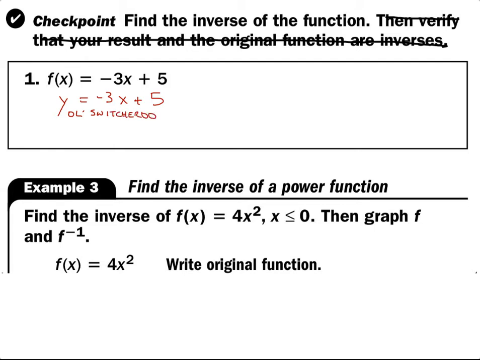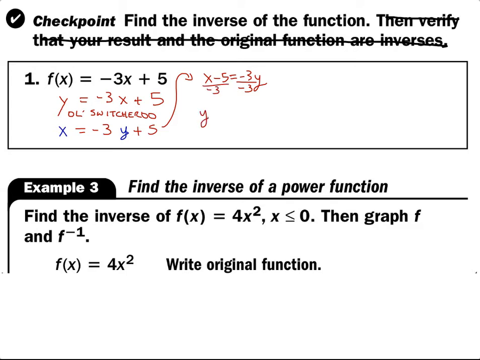So instead of y, I'm going to write x. Instead of x, I'm going to write y. And the rest is the same. x equals negative 3y plus 5. Boom. Now, the layout is not the best in these boxes, so I'm going to have to move over here. I'm going to subtract 5 from both sides, so x minus 5 equals negative 3y. And then I'm going to divide everything by negative 3.